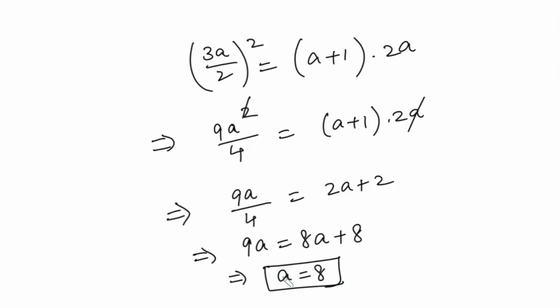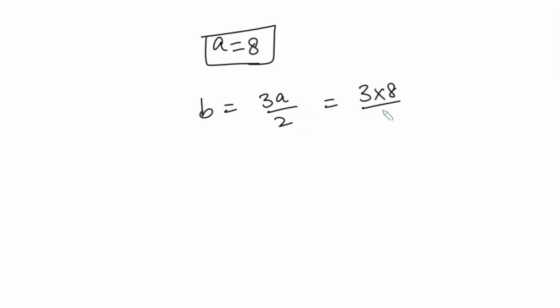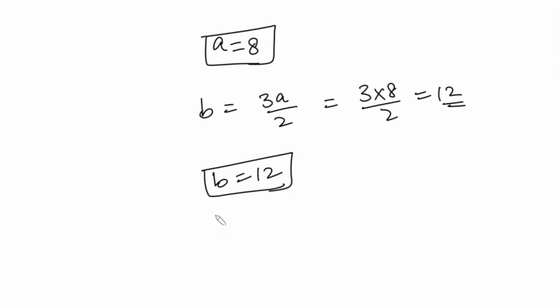Now we know the value of A, that A is equal to 8. And B was equal to 3A over 2. So 3 times 8 over 2, and that is 24 over 2 or 12. So the value of B is 12. And in the same way, if we are asked to find the value of C, we can find the value of C as well.